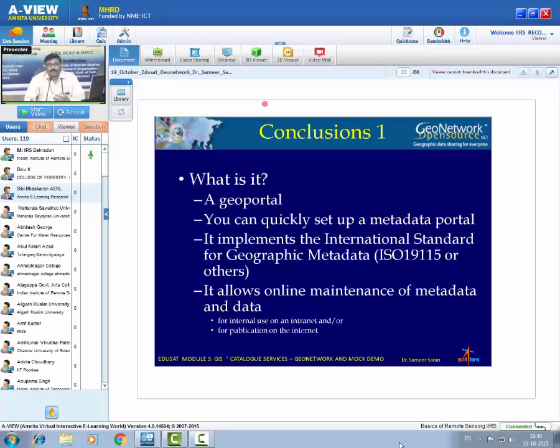So there are a few conclusions. What is it? It's a geoportal. GeoNetwork open source is a geoportal. You can quickly set up a metadata portal. It implements the ISO standards for metadata, like ISO 19115 and 19139. It allows online maintenance of metadata and data. So this is one of the conclusions.